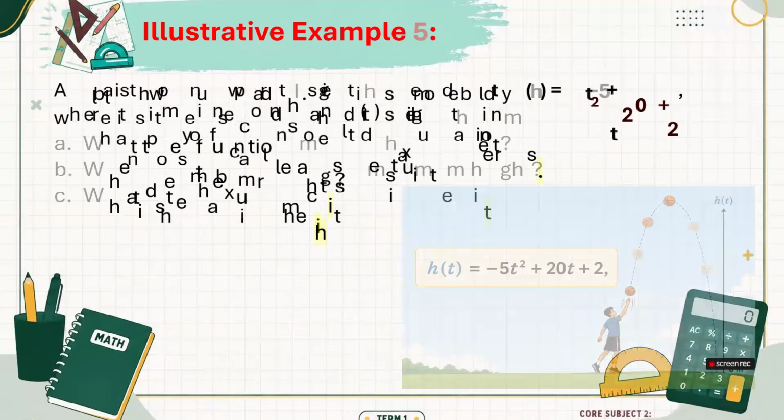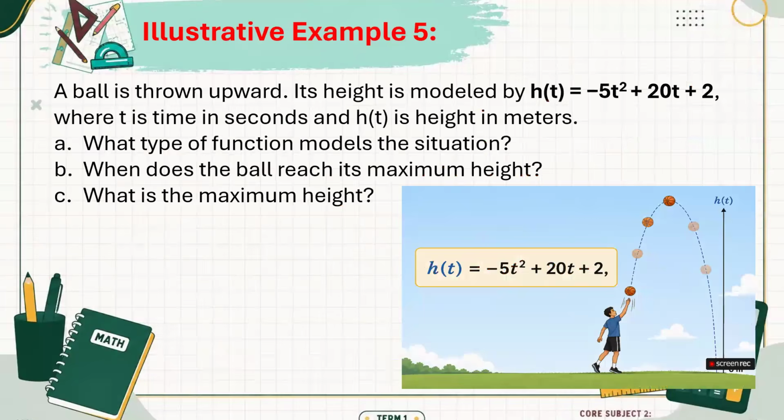So let's proceed now to the next problem. A ball is thrown upward. Its height is modeled by h of t is equal to negative 5t squared plus 20t plus 2, where t is the time in seconds and h of t is height in meters. We need to find what type of function this is, when the ball reaches its maximum height, and what the maximum height is.